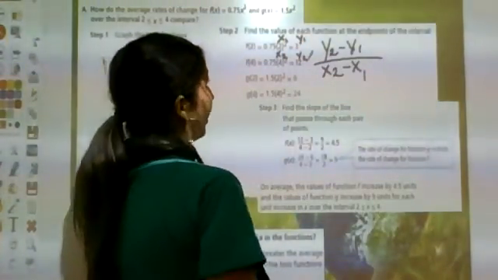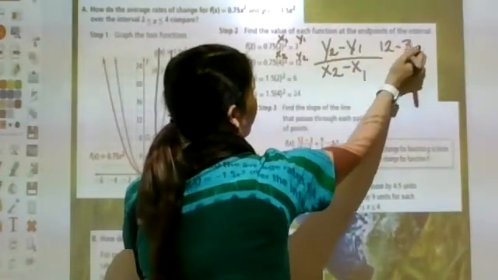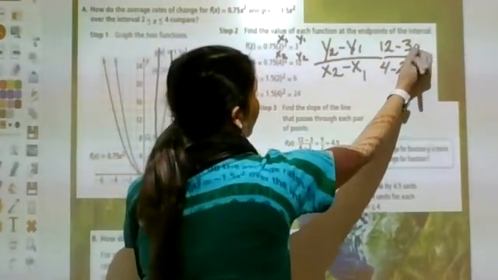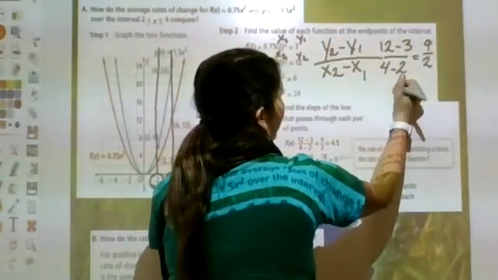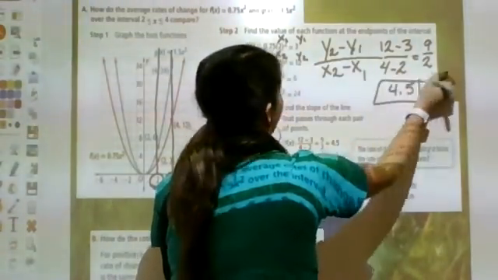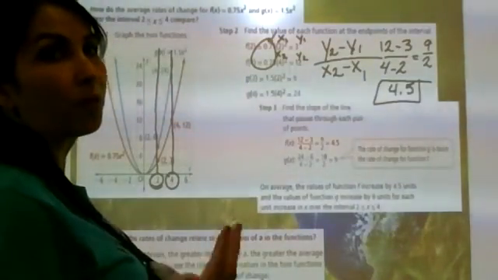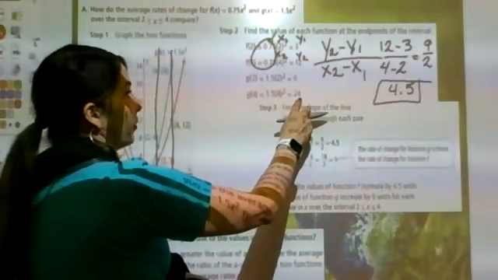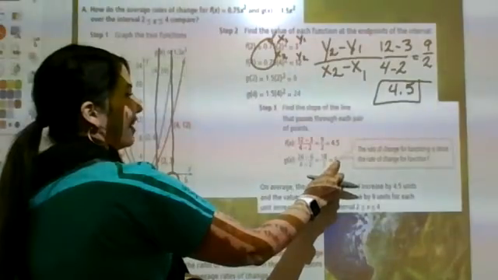So my y2 is 12 minus my y1, which is 3, over my x2, which is 4, minus my x1, which is 2. 12 minus 3 is 9. 4 minus 2 is 2, which gives me 4.5. So the rate of change for the 0.75 one is 4.5. Likewise, we're going to do the same thing with the 1.5. So x1, y1, x2, y2, plug it in, y2 minus y1 over x2 minus x1, that gives me 9.